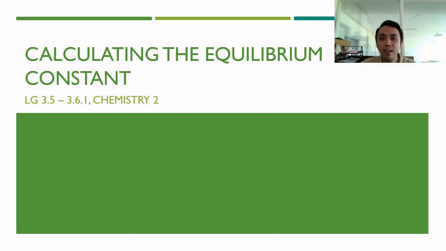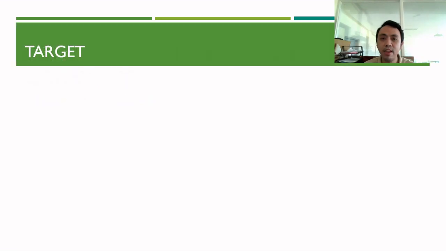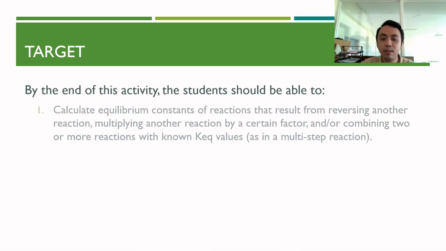Good morning. In this video, we will talk about how to calculate the equilibrium constant. In our learning guides, this lesson covers LG 3.5 to LG 3.6.4. By the end of this lesson, the students are expected to be able to achieve the following target outcomes.